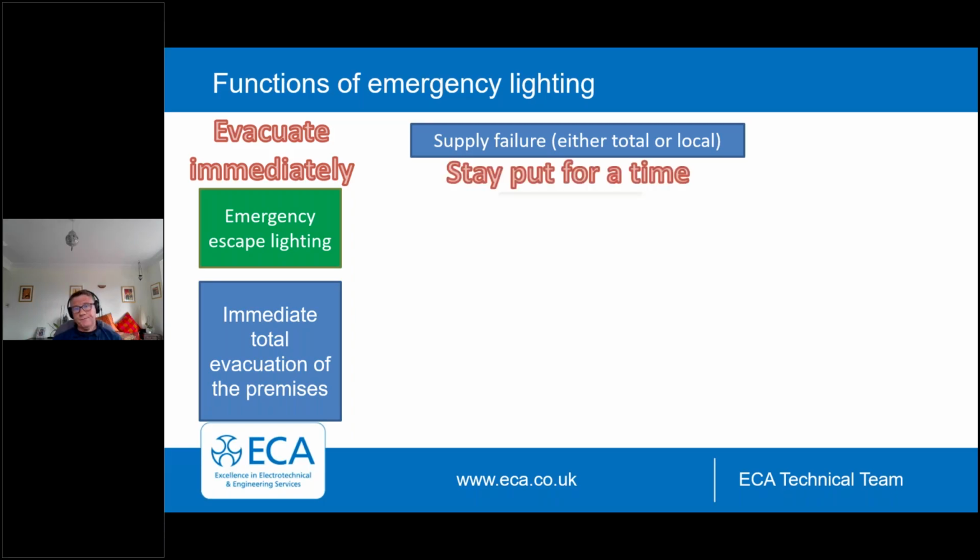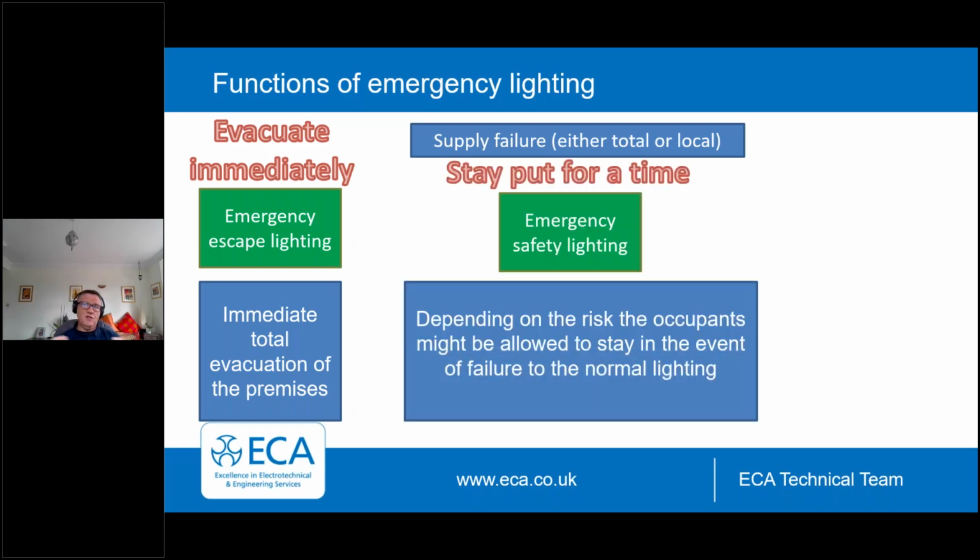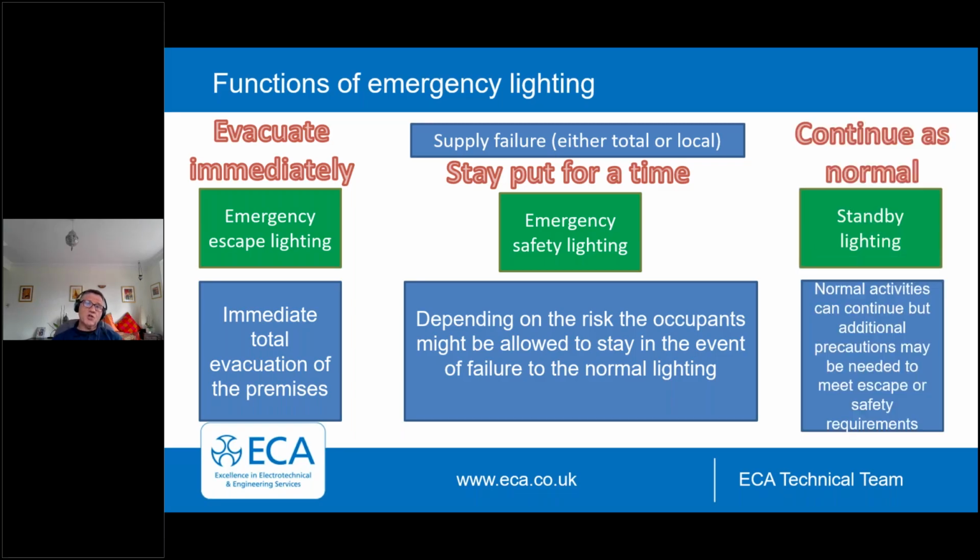But that's not always the case. We may decide in certain situations that we wish to stay put in the building. We don't need to evacuate immediately, in which case that type of system is referred to as emergency safety lighting, i.e. we're safe to stay in the building for a perceived amount of time before we need to get out. And the other option is this, continue as normal. That's referred to as standby lighting. It just means that something else kicks in, normal lighting is resumed effectively, and we can just carry on as normal. So they are some of the functions of emergency lighting, and the system will depend upon the risk assessment.